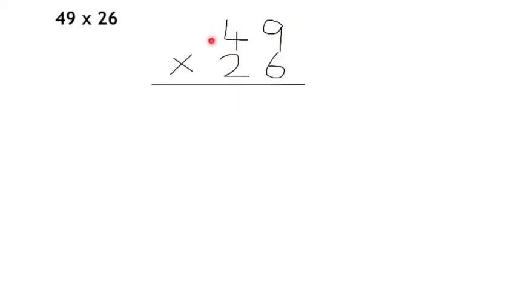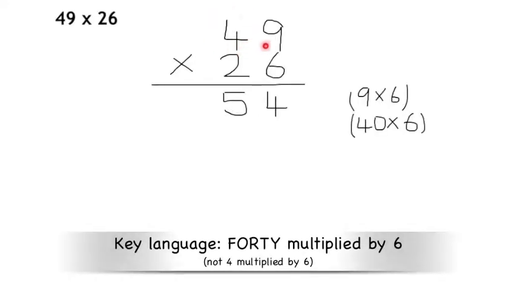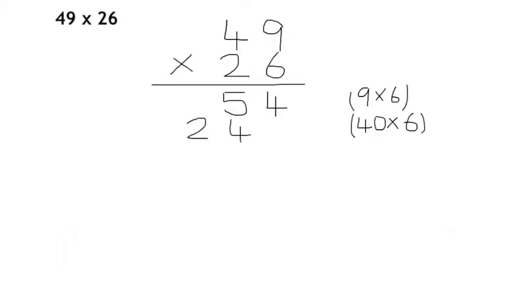49 multiplied by 26. I write the numbers out in tens and units columns. I start by multiplying 49 by 6. 9 times 6 equals 54. I write the 5 in the tens column and 4 in the units. 40 multiplied by 6 equals 240 because 4 times 6 is 24.